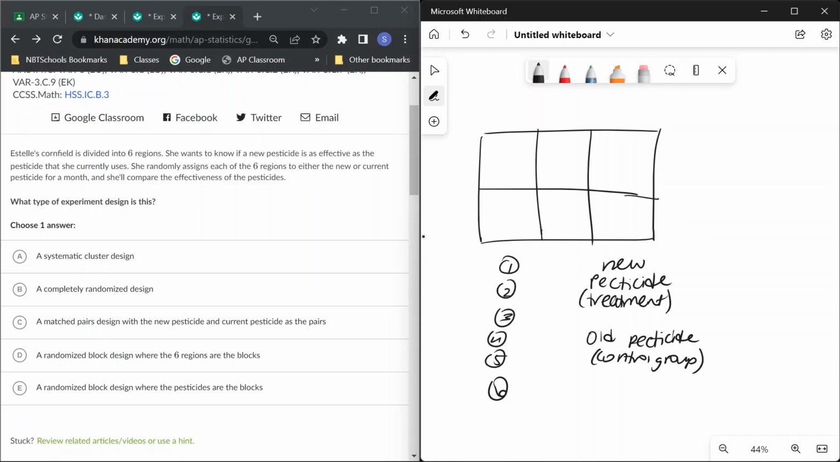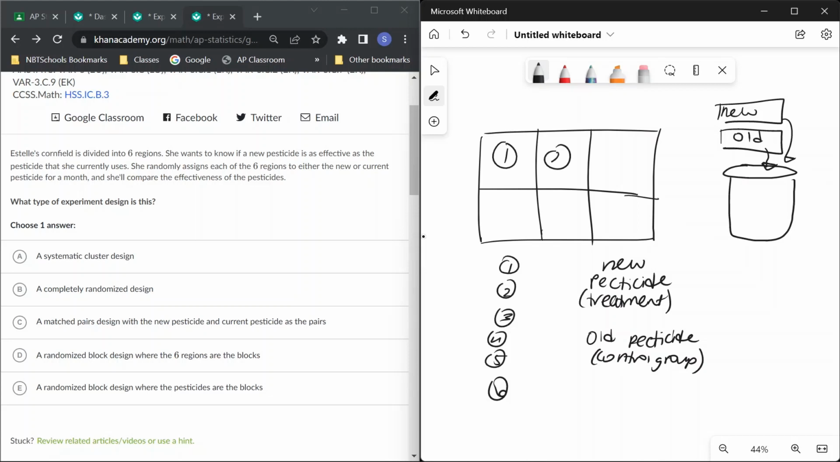This is so confusing. Okay, let's draw the hat. So we have the hat. Okay, we have a few pieces of paper here. So the new and the old are going into the hat. And so we have, let's say this is 1, this is 2, this is 3, region 4, region 5, region 6. Okay, so we're currently in region 1, and we're like, okay, which pesticide am I going to assign it to? I'm gonna shake the hat, and then once I shake the hat, I'm gonna pick one, and let's say I got old. Okay, so then this one gets old.